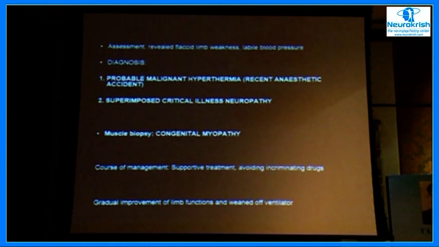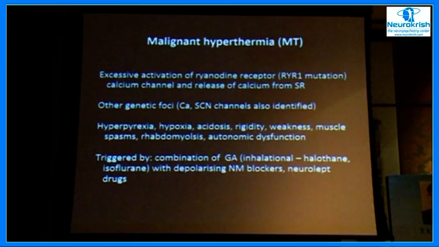Assessment revealed flaccid limb weakness and labile blood pressure. Diagnosis was probable malignant hyperthermia with a recent anesthetic accident, with superimposed critical illness neuropathy, and muscle biopsy showed congenital myopathy with fiber type disproportion. In the course of management, we gave him supportive treatment, avoided incriminating drugs, and saw gradual improvement of the limb functions, and he was weaned off the ventilator.